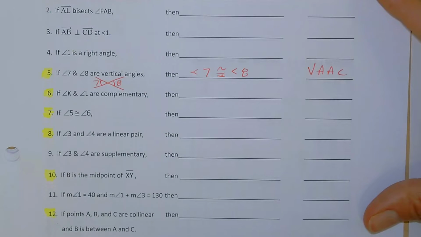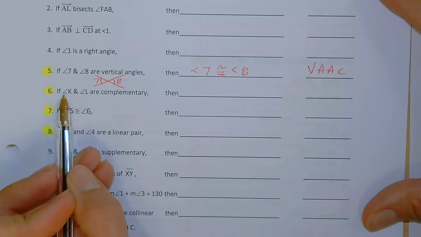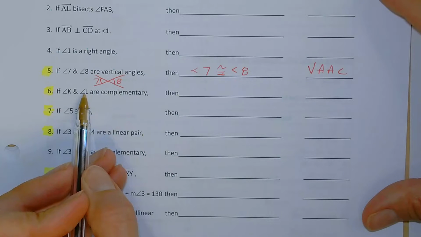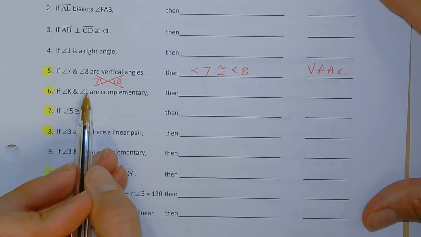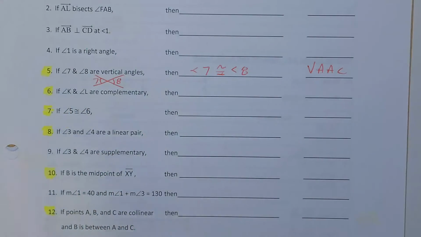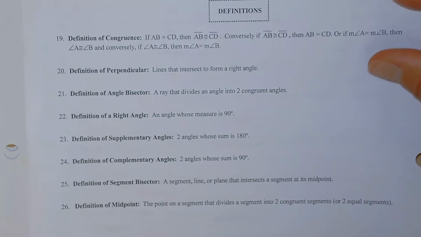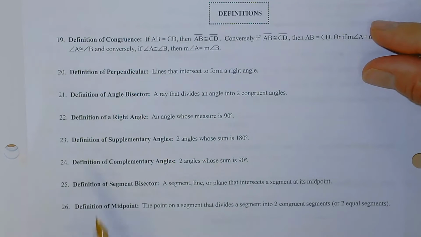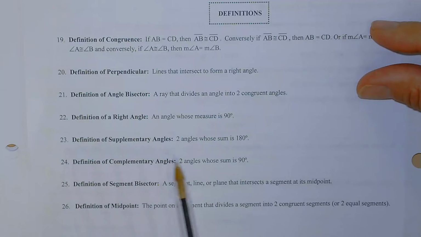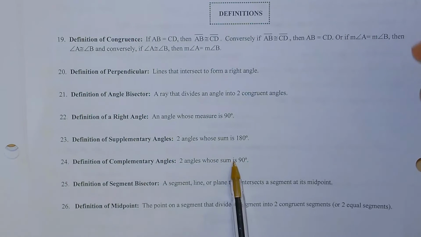Okay, number 6. I have angle K and angle L are complementary. So what I know about complementary angles is they add to 90, but I'm not really sure how I would write that. So I'm going to go to my cheat sheet first and find complementary. It's located under definitions. So we're going to go to number 24. And it says 2 angles whose sum is 90 degrees.